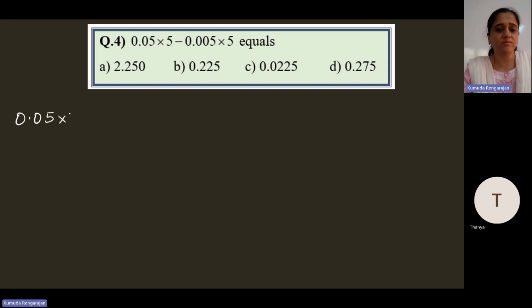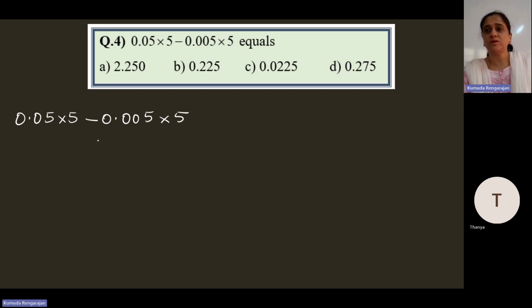(0.05 into 5 minus 0.005 into 5) equals. So now, last year, we have learned the distributive property of multiplication over subtraction. The distributive property of multiplication over subtraction. So you can use that here.